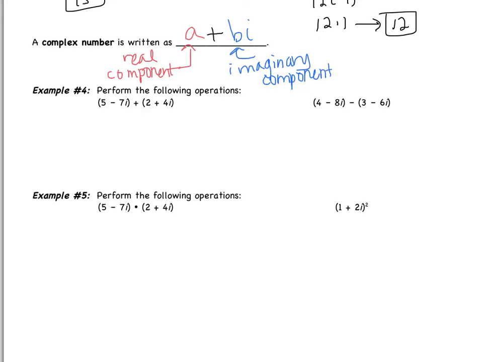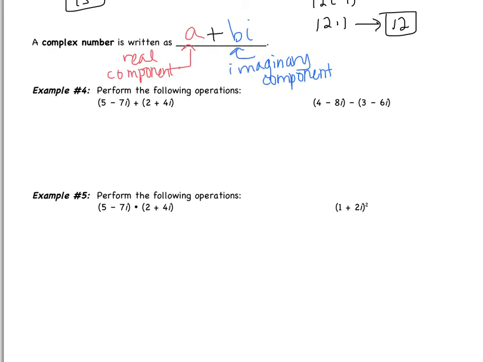Okay, so now we're going to do some operations with complex numbers. So with complex numbers, we can perform the same operations as with just integers. So we can add, subtract, multiply, divide. So today we're going to focus on adding, subtracting, multiplying. And then dividing we'll do in tomorrow's video. So let's look at example 4.